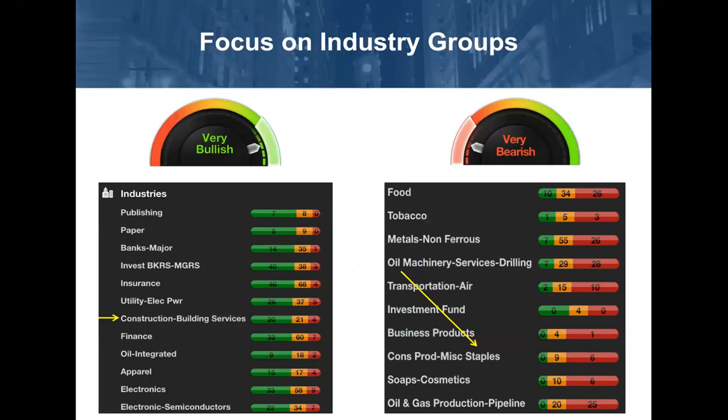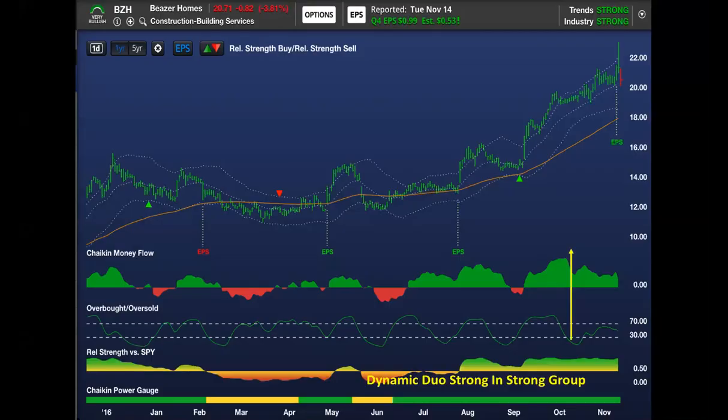Now, we talked about industry groups as well. We rank them the same way. Power bar. We want the industry groups where there are more bullish than bearish stocks. So we're going to zero in on construction and building services. We could have been looking at semiconductors or integrated oil for the bullish case. And on the bearish side, we're going to look at consumer staples with no bullish stocks, and in this case, 6 bearish.